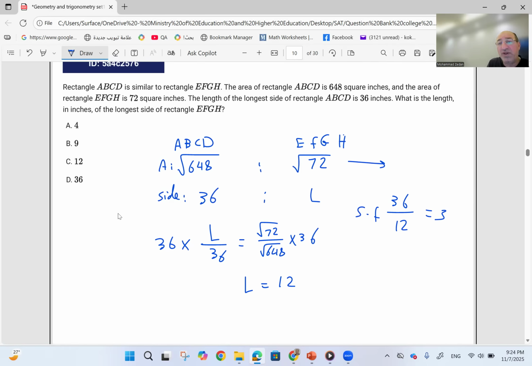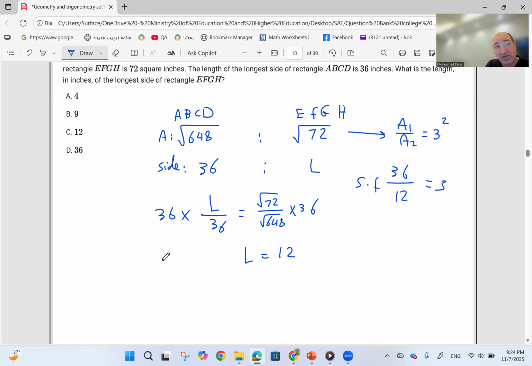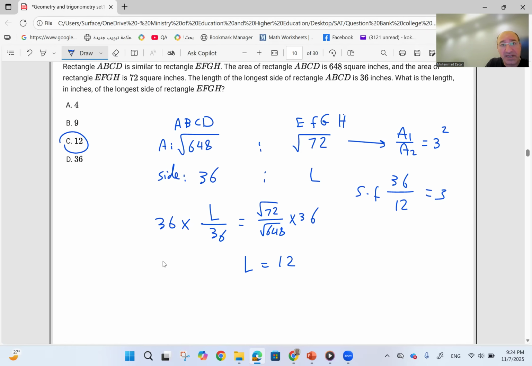If you take the ratio between areas, area 1 over area 2, you get the scale factor squared, which is 9. If you divide 648 over 72, you get exactly 9. So this is the answer. L is equal to 12. So the correct answer here is C.